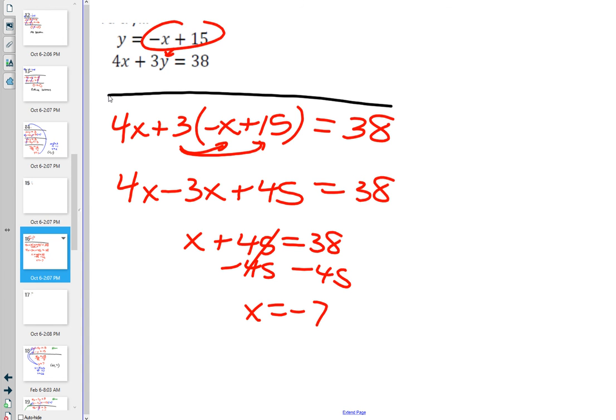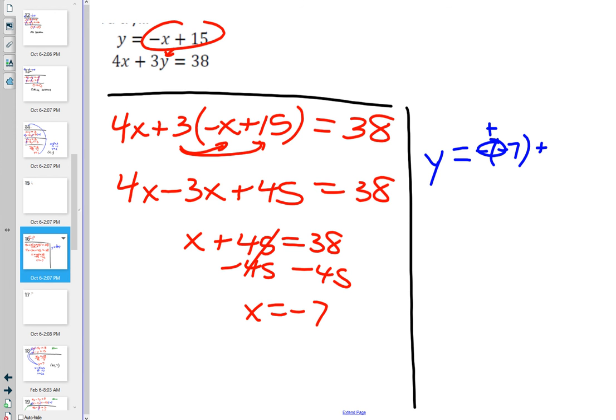Now I'm going to go ahead and use the top one here, but be careful with this one. I think that this would cause people some issues because, yeah, y is by itself, but look, there's already a negative there. So if I put the negative that's already there, and then I put in the -7 for x, what's a negative negative? Yeah, it is. So that 7 becomes positive plus 15. That's 22. So I end up with -7, 22. And then we'll call it a day there.